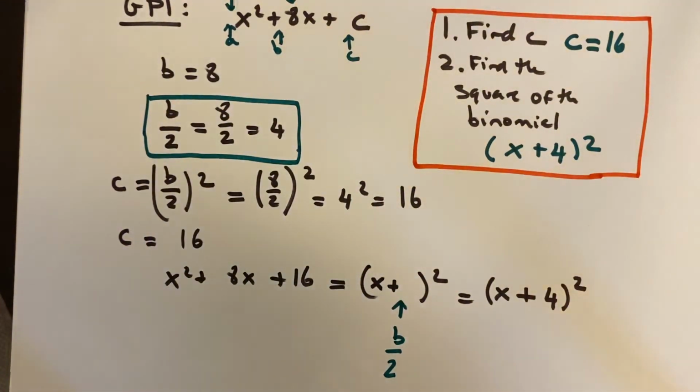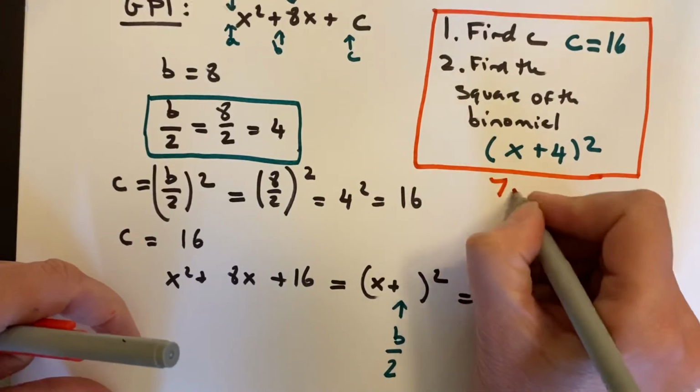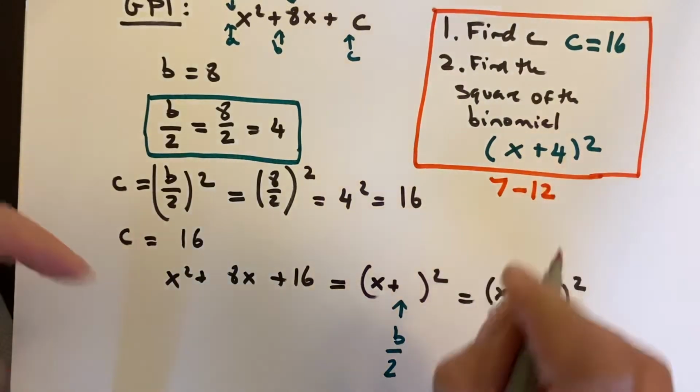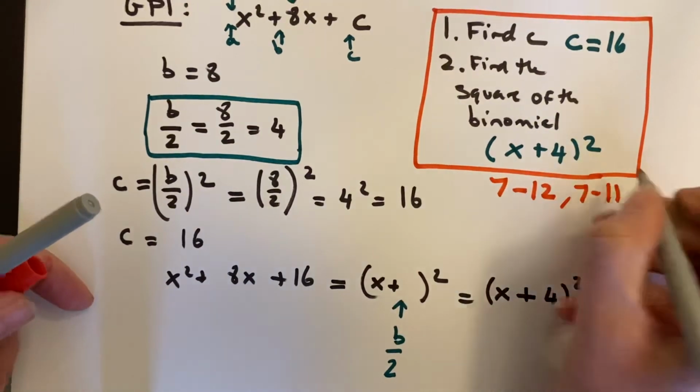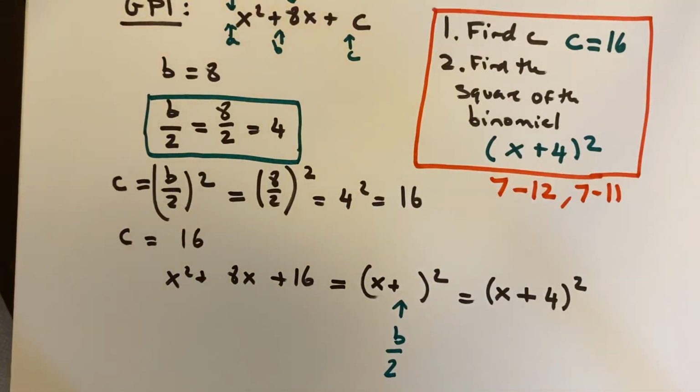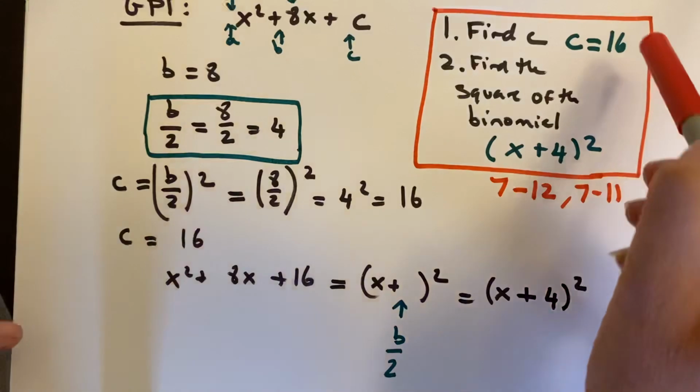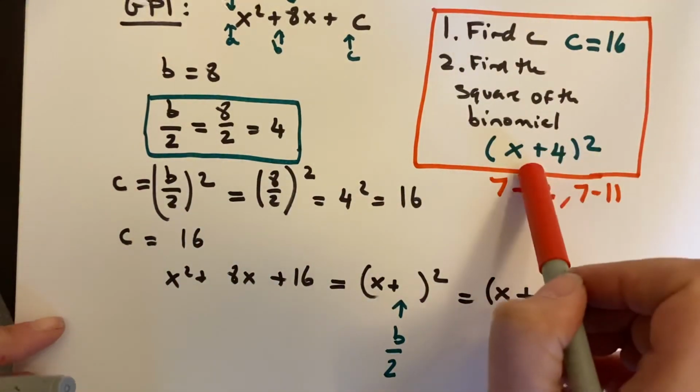So in your homework, again, this is numbers 7 through 12. I'm going to guess it could be 7 through 11. This is how you do them, okay? Follow these steps and you'll find C and you'll find the square of the binomial.